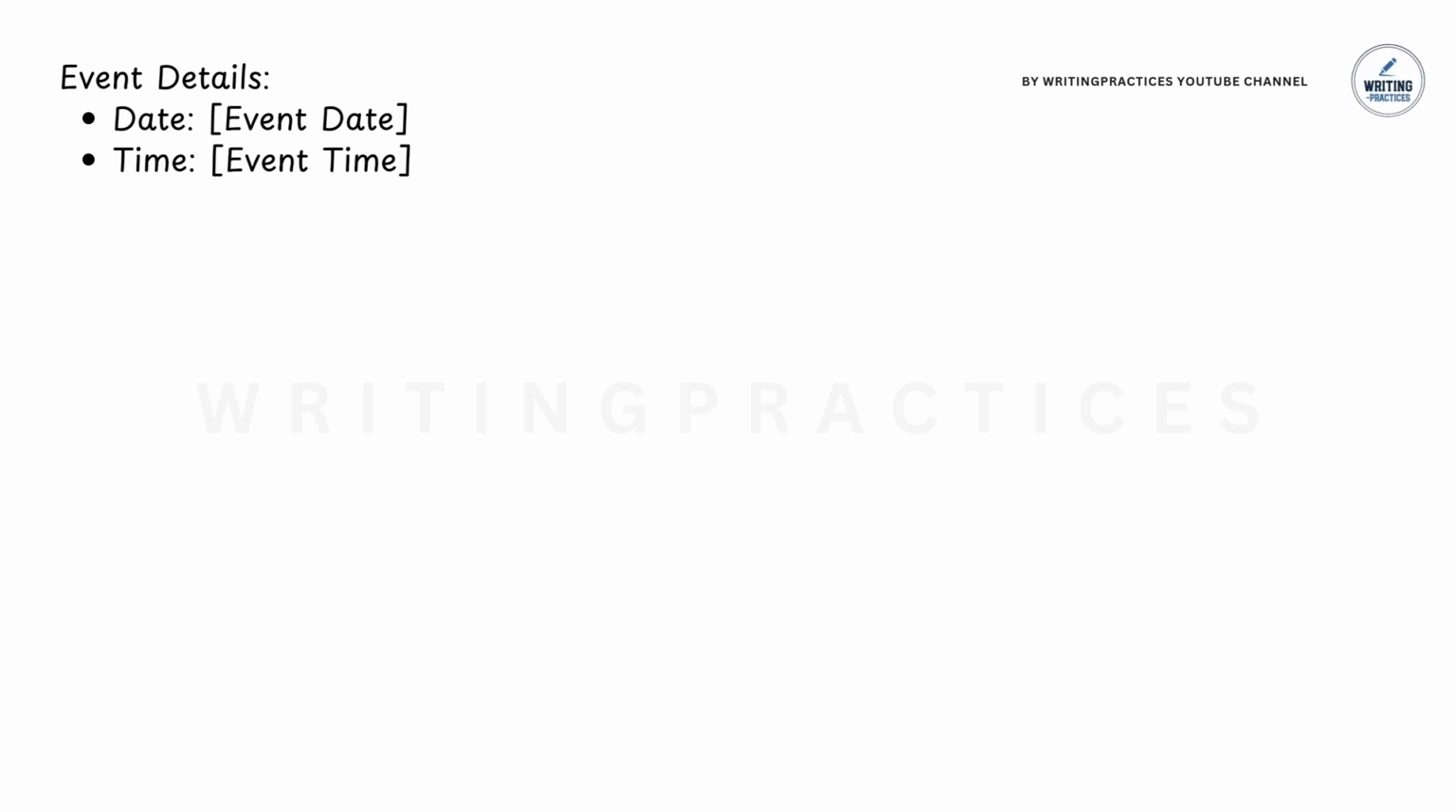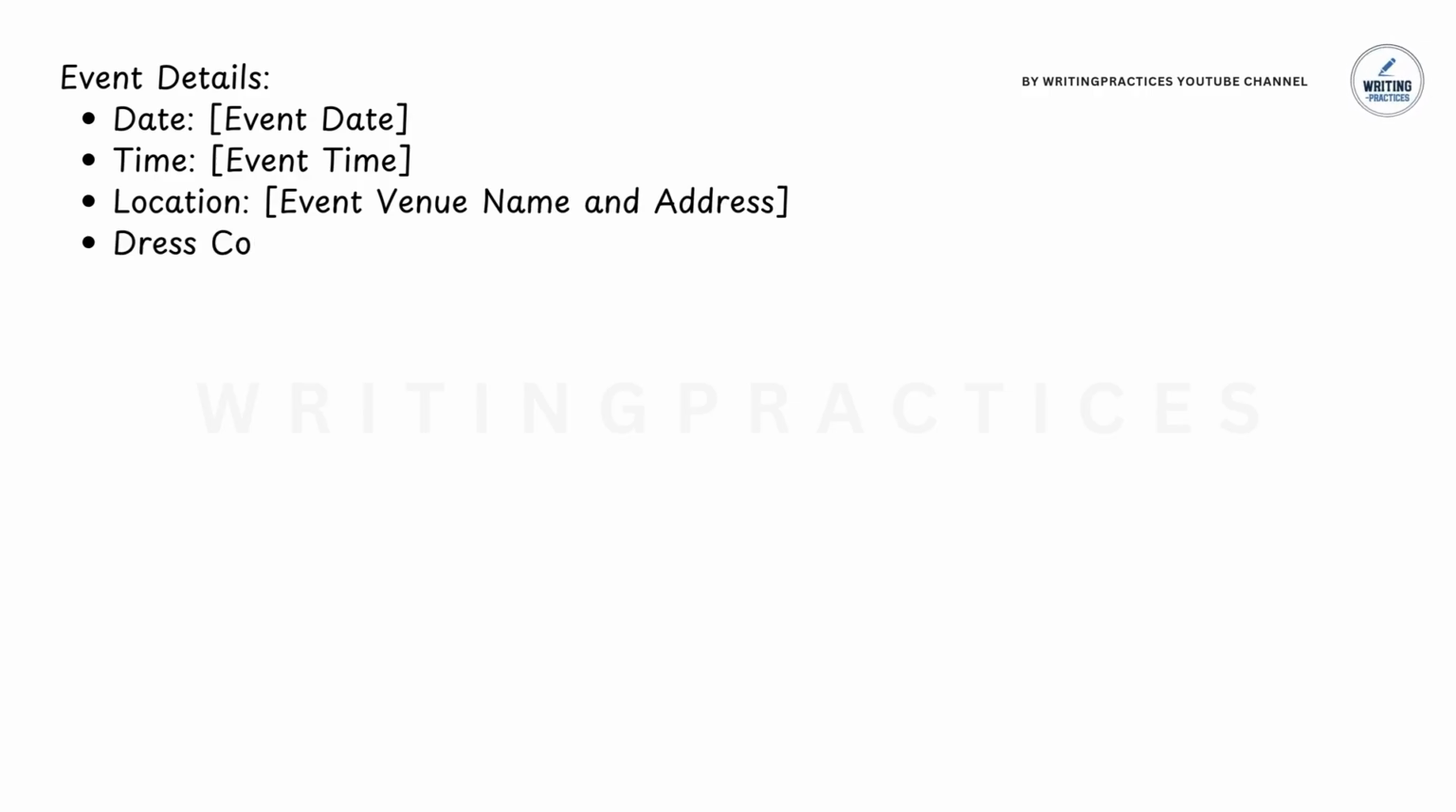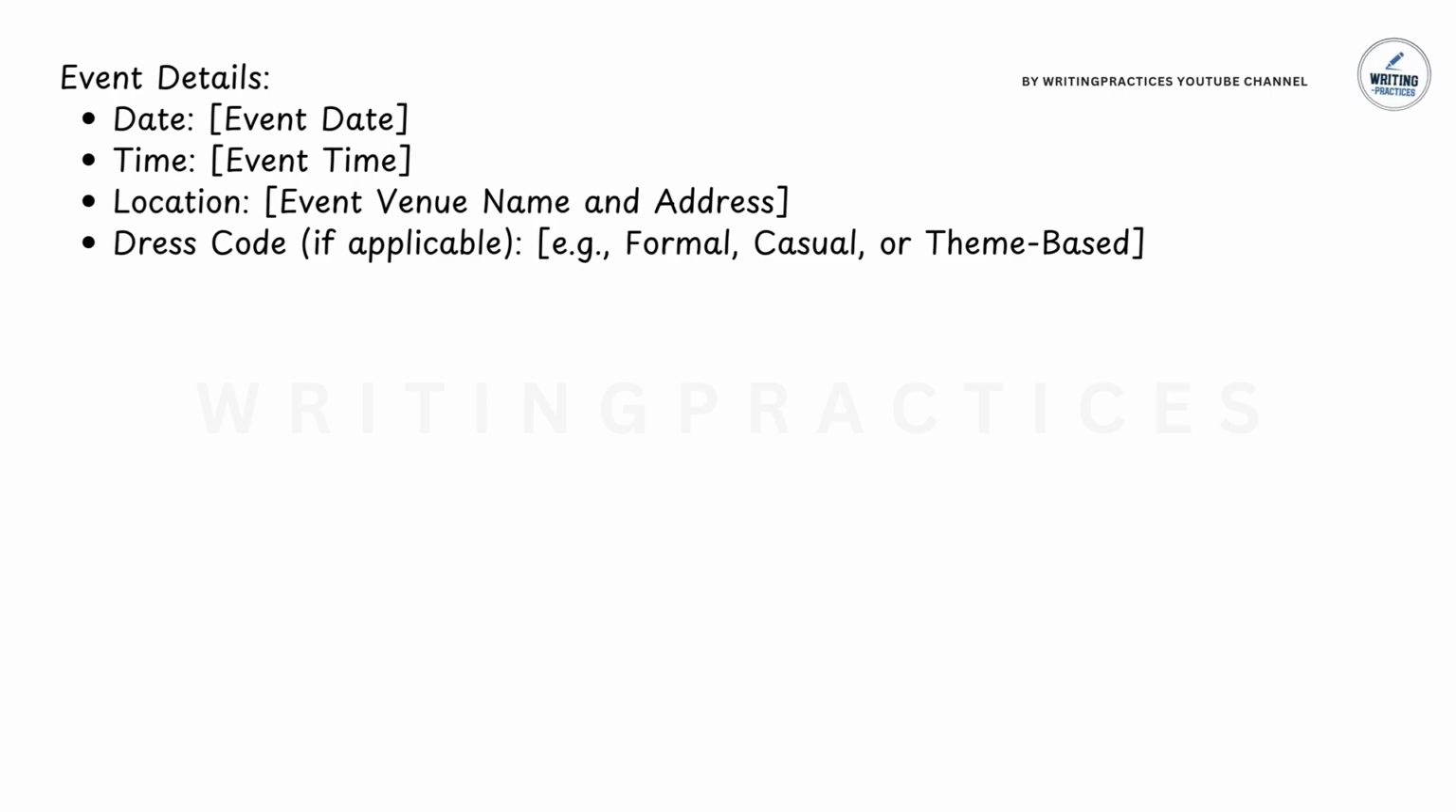Event details. The next part is the heart of the invitation, the event details. Provide all the critical information in a straightforward manner. The sample uses date: event date, time: event time, location: event venue, name and address, dress code, if applicable, such as formal, casual, or theme-based. Here, you want to ensure clarity so the recipient knows exactly when and where to be and how to prepare.